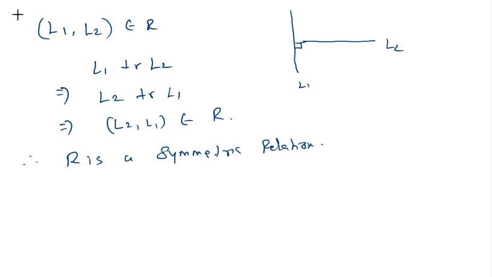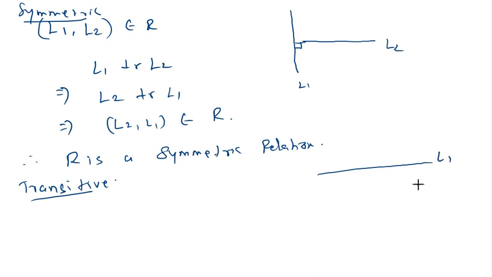Now to test the transitive case, this was the symmetric case. To test transitivity, let us take three lines in the same plane. L1 and L2 are perpendicular, and L3 is parallel to L1. So L1 is perpendicular to L2, L2 is perpendicular to L3, but L1 is parallel to L3. One violation is enough. Showing one violation, we can conclude the given relation is not transitive.